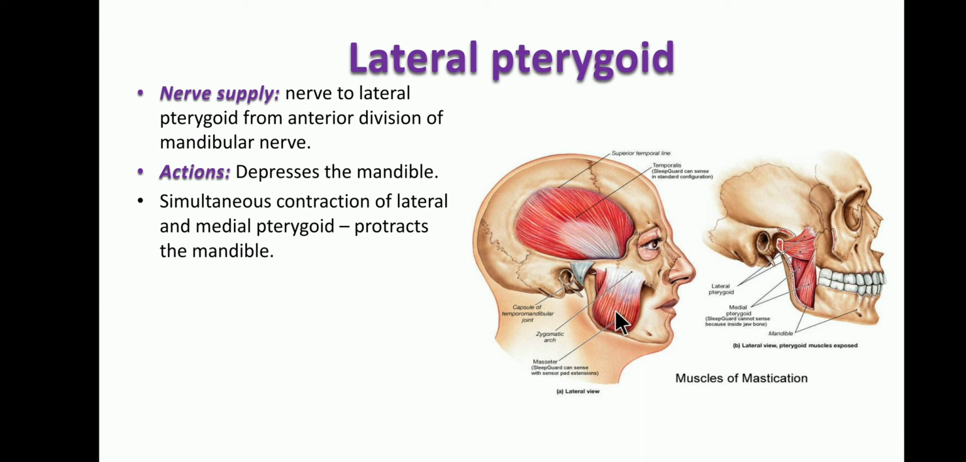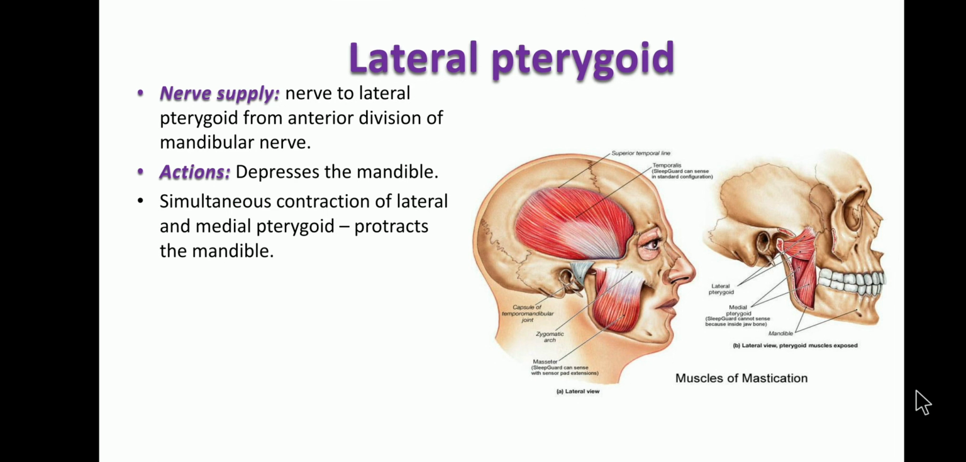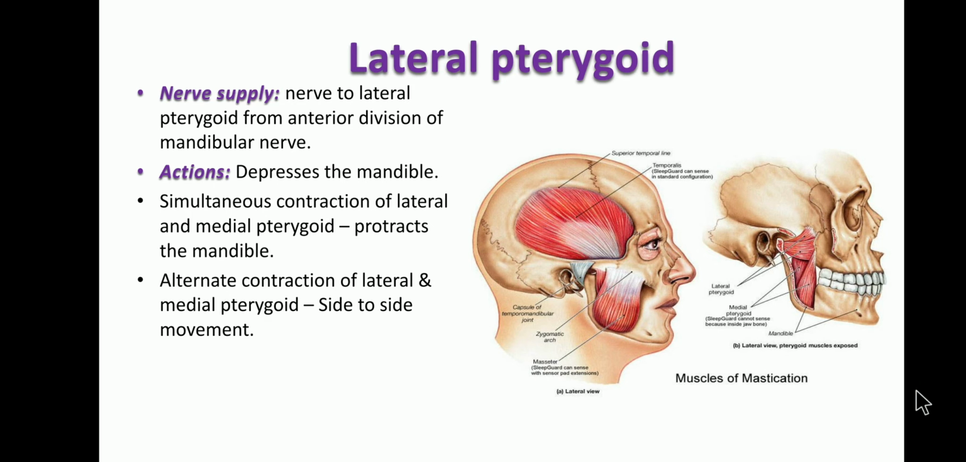So next, apart from depression, if the lateral pterygoid and medial pterygoid muscle of both sides act together, it brings about protraction of the mandible. Whereas lateral pterygoid of one side and medial pterygoid of the other side bring about side to side movement. Side to side movement is brought about by alternate contraction of the lateral pterygoid of one side with the medial pterygoid of the opposite side and vice versa. So that is mainly about the lateral pterygoid muscle.